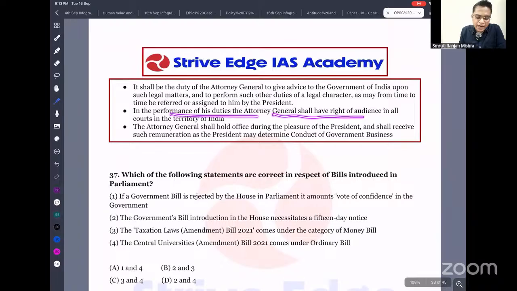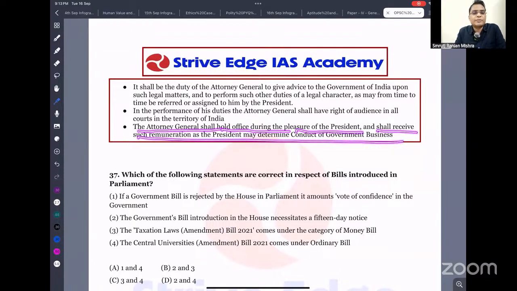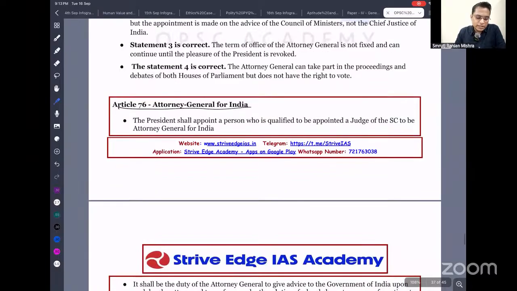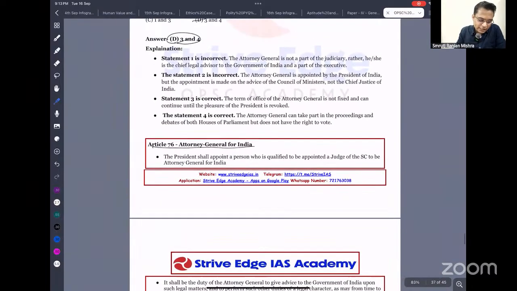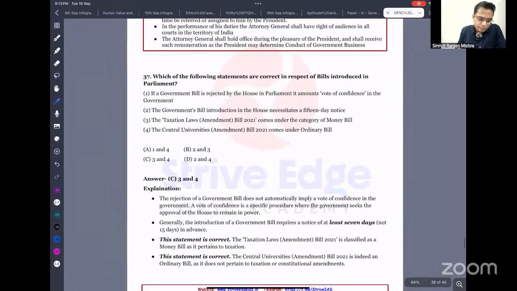The Attorney General shall have the right of audience in all courts in the territory of India. That means the Attorney General can attend any court in the territory of India. The Attorney General shall hold office during the pleasure of the President and shall receive such remuneration as is fixed by the Government of India. Okay? So these are the provisions. You can see Article 76 talks about the Attorney General of India. Okay. So let's proceed to the next question.